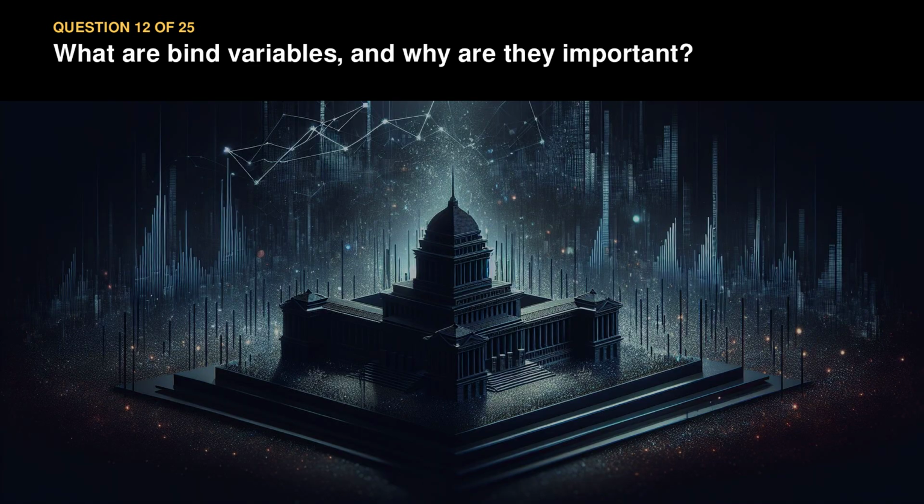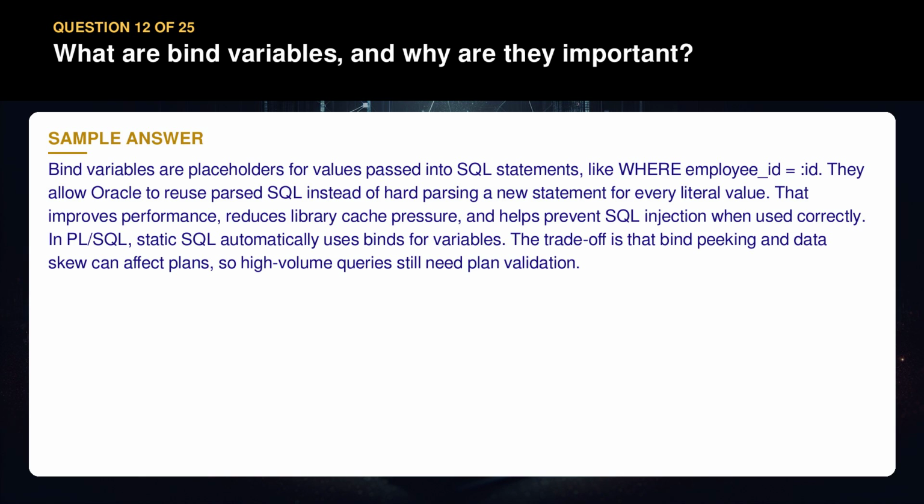Question 12. What are bind variables and why are they important? Bind variables are placeholders for values passed into SQL statements, like where employee ID equals :id. They allow Oracle to reuse parsed SQL instead of hard parsing a new statement for every literal value. That improves performance, reduces library cache pressure, and helps prevent SQL injection when used correctly.